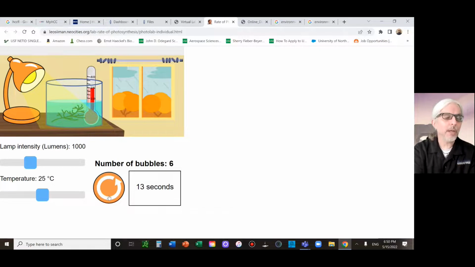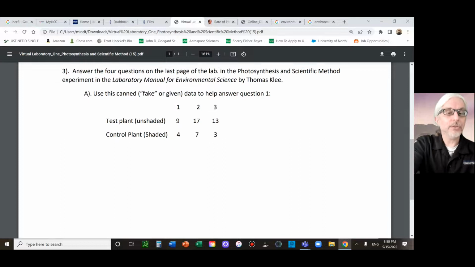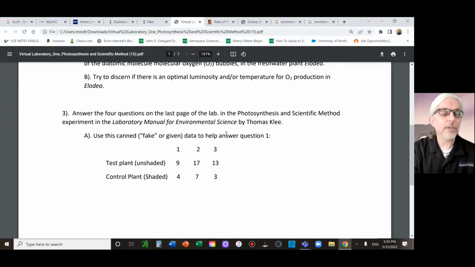But since you're not at campus with me, I thought I would put this little interactive GIF up for you to play with. Because I had to have a place to put it, I made this little additional note for you to put on Canvas. It's in the additional files folder. And I gave you what's called canned data. Canned, meaning fake data, because you're not actually there on campus collecting data, but you need data to actually answer the questions that would be in the lab manual.